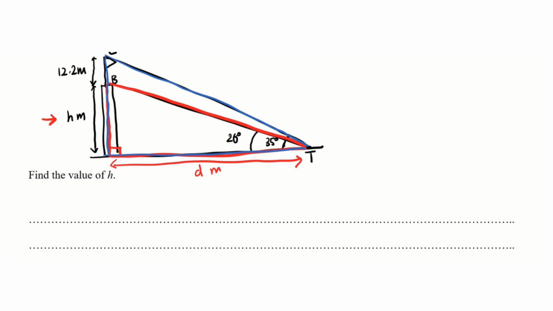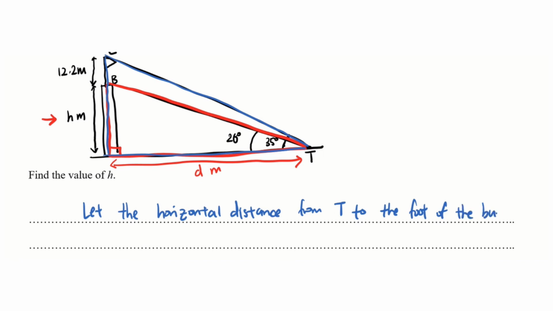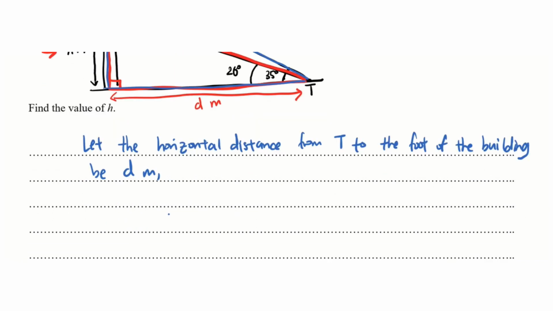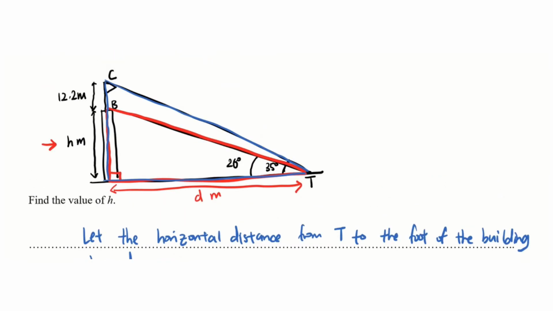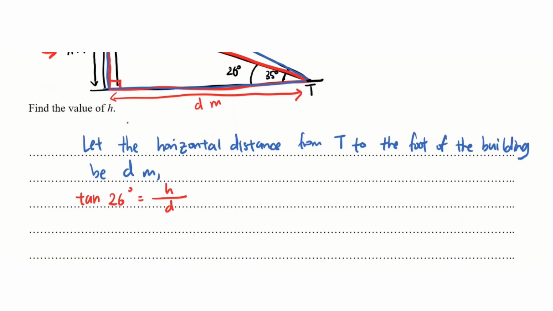Let me erase this. So let the horizontal distance from T to the foot of the building be D meters. So going back to what we were saying earlier, tangent 26 degrees equals H over D. There is no information about the D meters or the H meters. In fact, they only told you that the height of the flagpole is 4.2 meters. But never mind, don't worry.